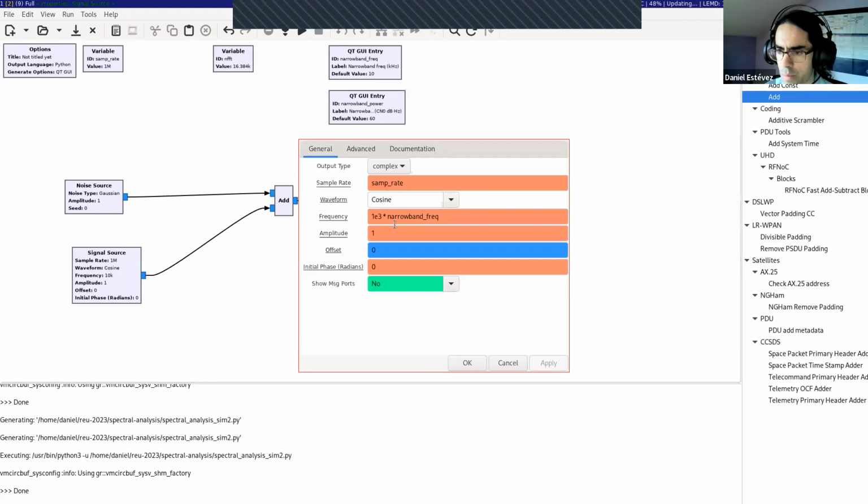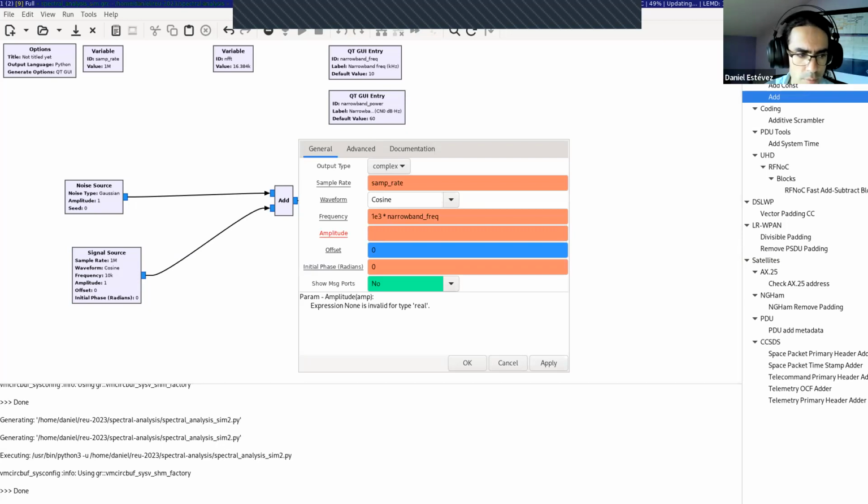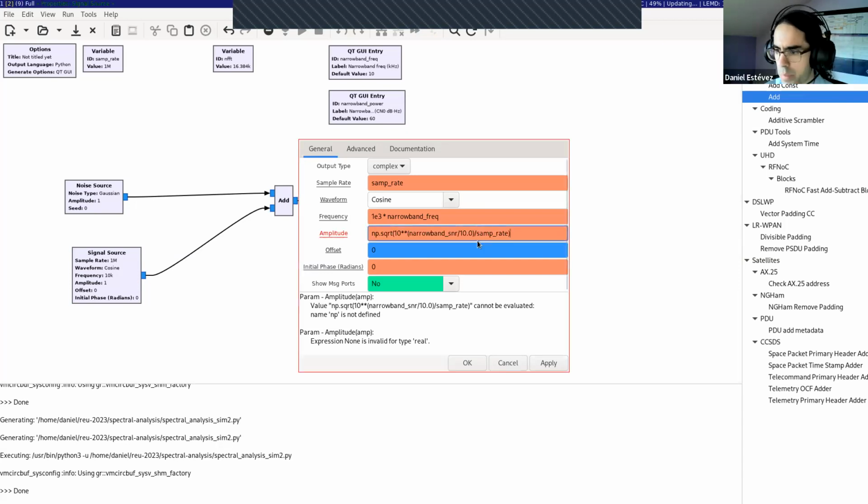And now here is where I'm going to cheat a little bit, and to avoid mistakes, I'm going to copy the formula from the flow graph I have already done. But let me explain why we have this formula. So the first thing to keep in mind is that here we are setting the amplitude of the signal, not the power. But there is a relation between amplitude and power. Power is amplitude squared, amplitude to the power 2. So if we have power and we want to get the amplitude, we need to take the square root. So that's the reason we have a square root here.